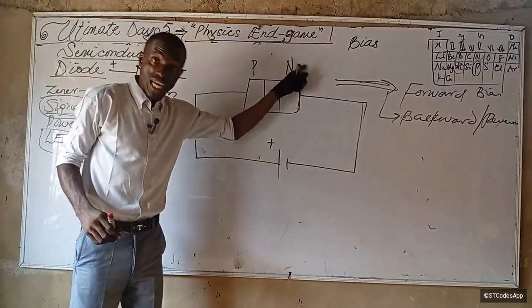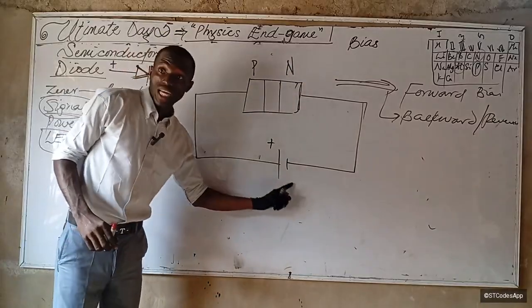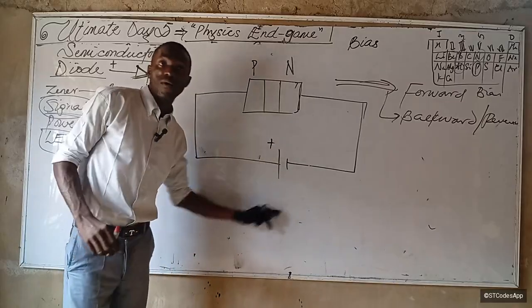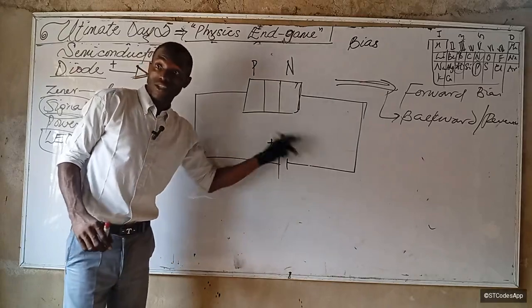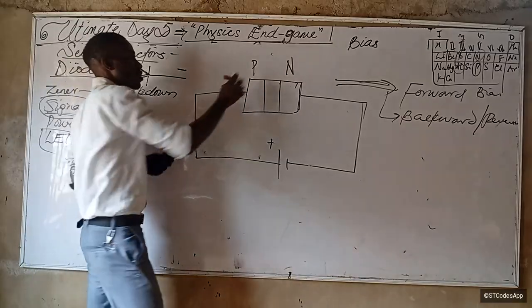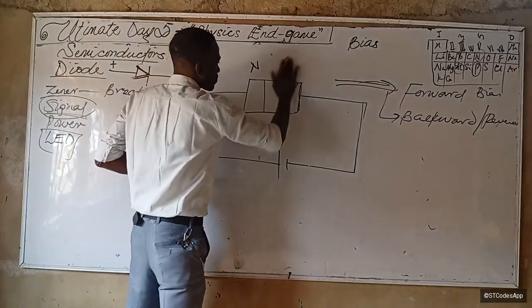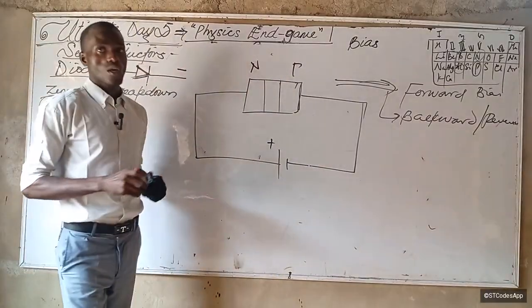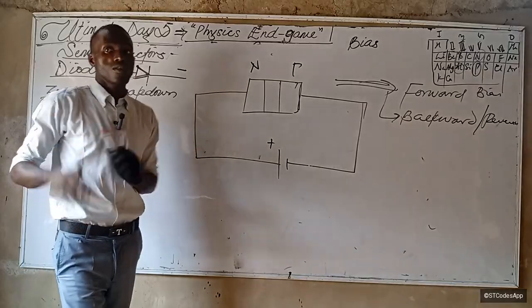And you connect the N type to the what? Negative plate of our voltage source, our electrical cell or battery. Is that okay? Yes, sir. But if you interchange it so that you now connect the N type to the positive and you connect the P type to the negative, current will not flow.